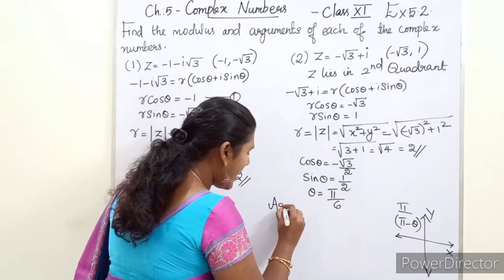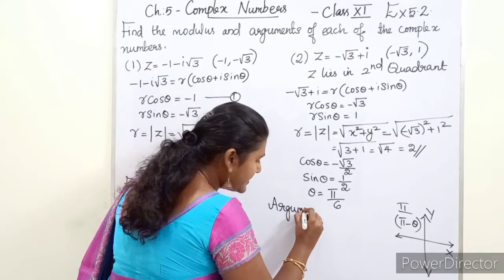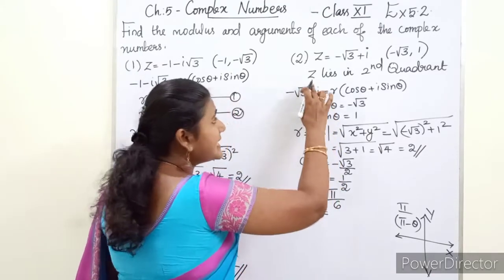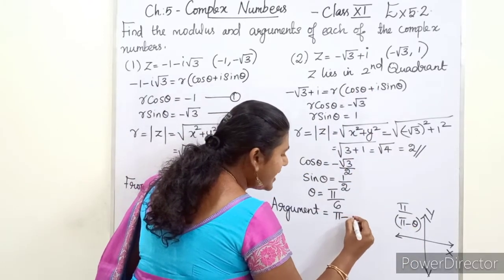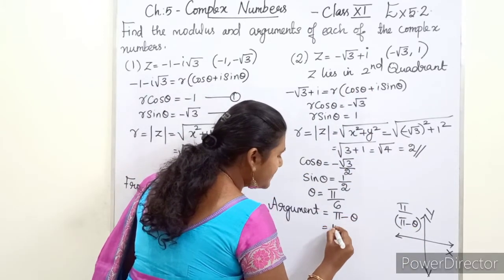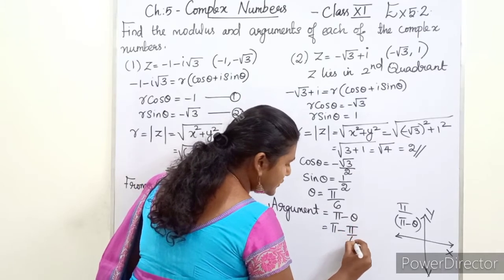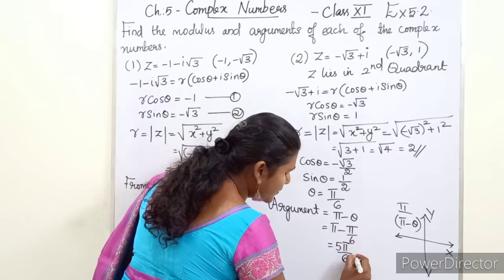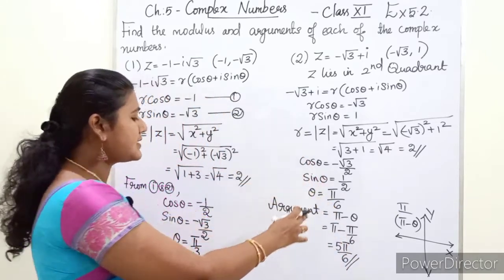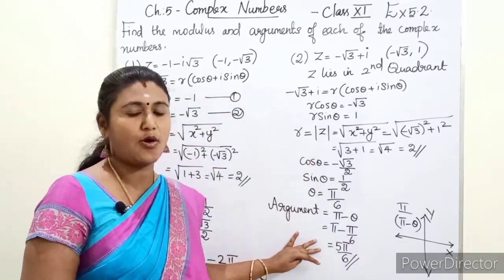Now we will find out the argument. So argument is equal to, since Z lies in the second quadrant, this is the formula, pi minus theta, that is pi minus pi by 6. So when you simplify, you will get 5 pi by 6. So we got the modulus and argument of the second complex number.